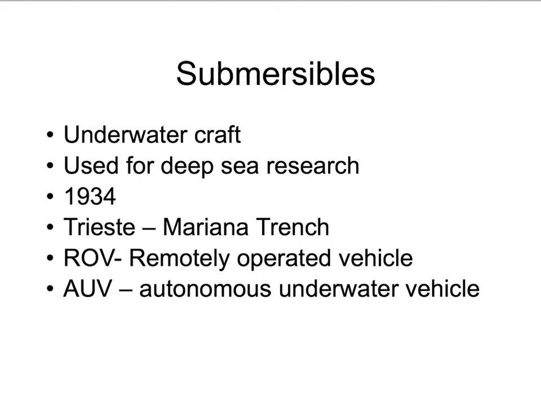We also use submersibles to study the bottom of the ocean, but these are very expensive. The first one was used in 1934. One of the most famous ones is the Trieste submersible, which studied the Mariana Trench, and was one of the first to take a look at what is now called Challenger Deep, the deepest part of our ocean. There are 2 different kinds of submersibles, ROVs and AUVs. This simply means that some are remote controlled and others are controlled by a person inside of them.